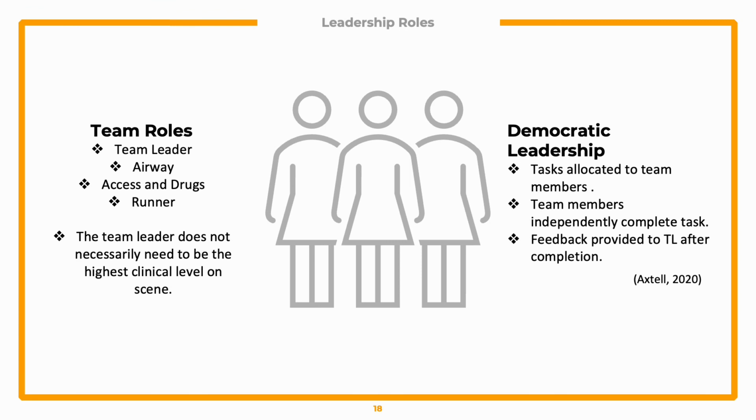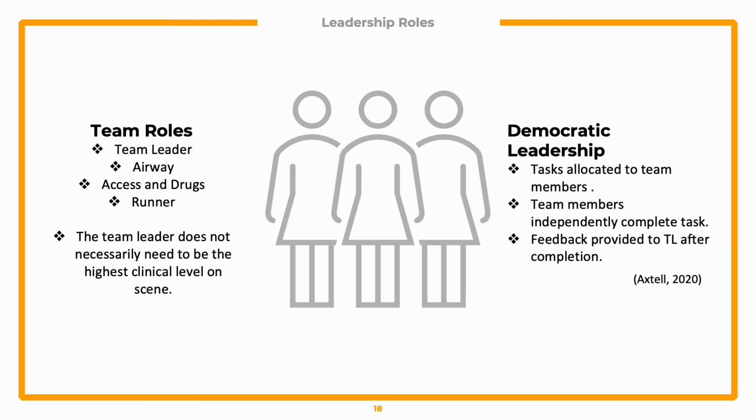The status epilepticus patient will require 2 crews on scene to manage them effectively. This means there is a need for clear leadership within the team. The team leader doesn't necessarily need to be the highest clinical level on scene. Each paramedic should have a clearly identified role, and this is to ensure no points of care are missed. These roles include team leader, airway, access and drugs, and runner.